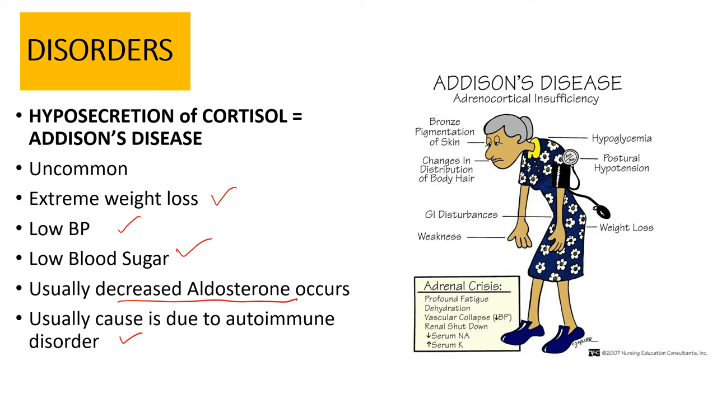So the hyposecretion is the opposite, as far as the weight goes and the blood pressure and the blood sugar, to Cushing's disease. Okay, so that is it for this one.